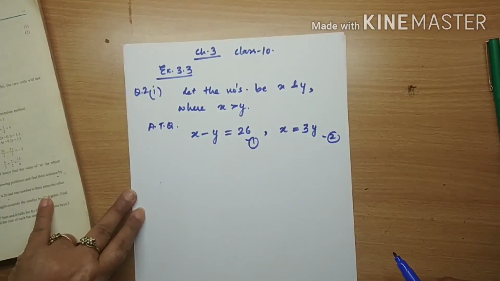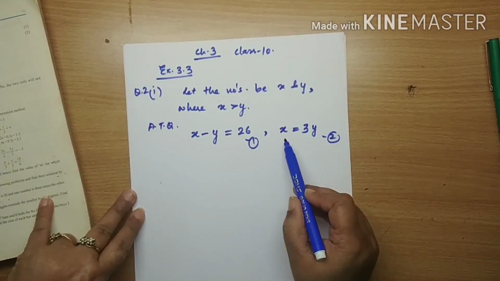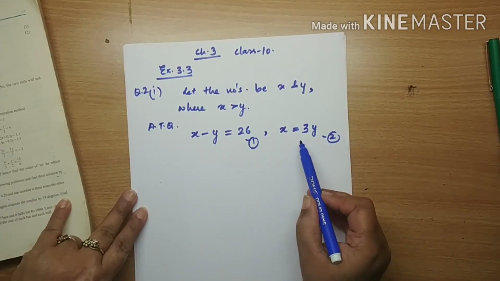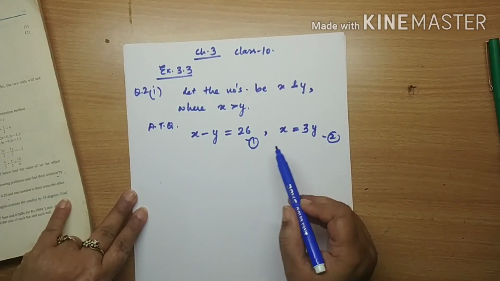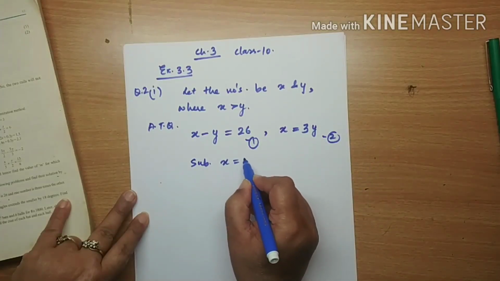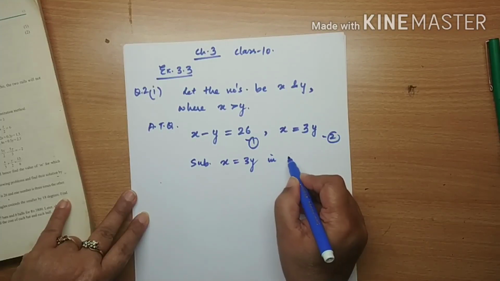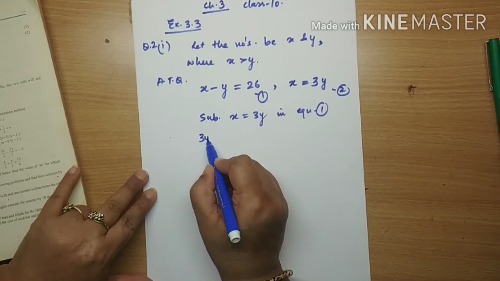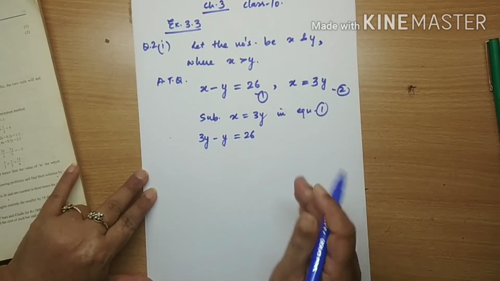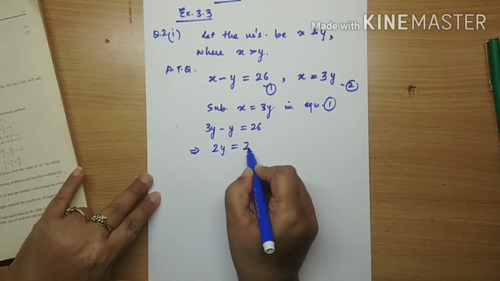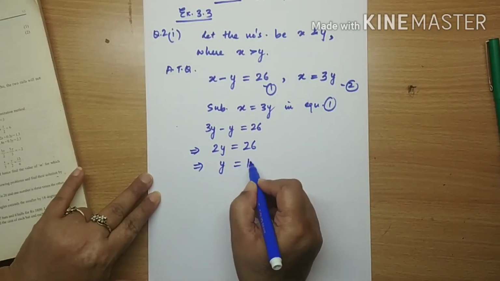And if you observe the equations clearly, you will be able to see that the second equation is already in the form x equal to something. So I can take the value of x from the second equation and substitute directly in the first equation. So substituting x equal to 3y in equation 1, what do we get? We get 3y minus y is 26. That is 2y is 26, which gives y as 13.